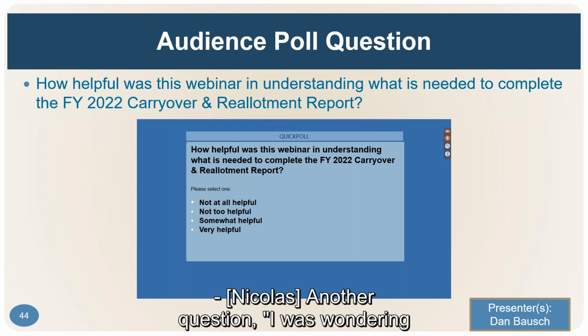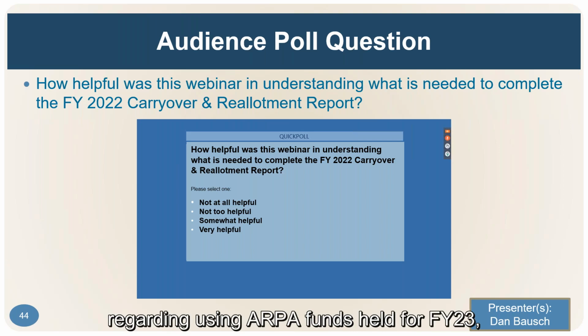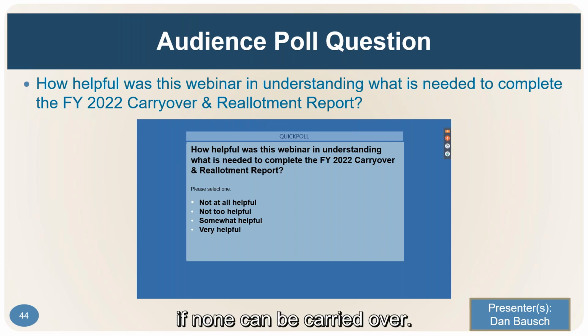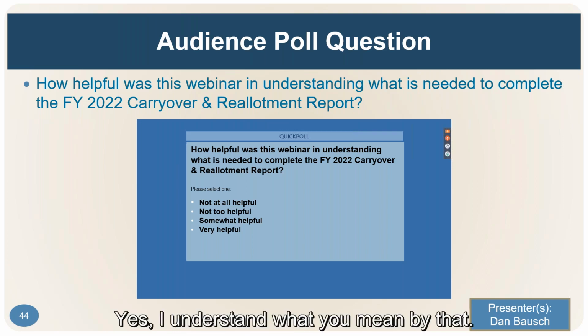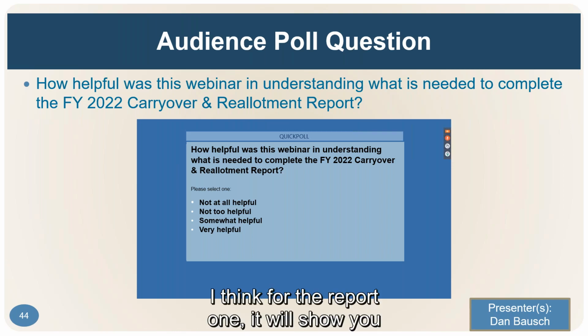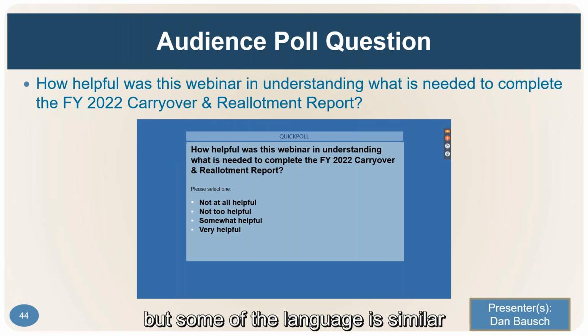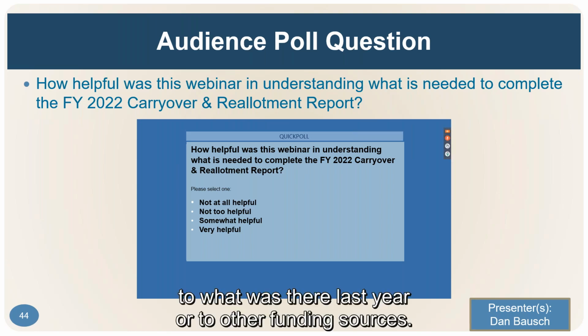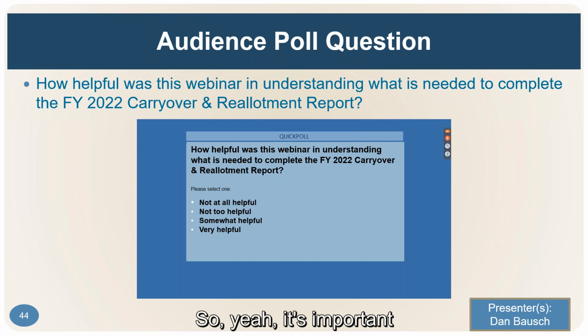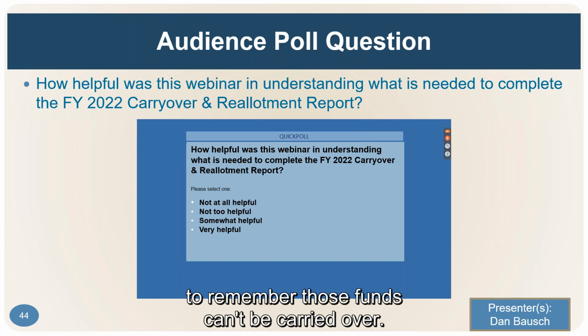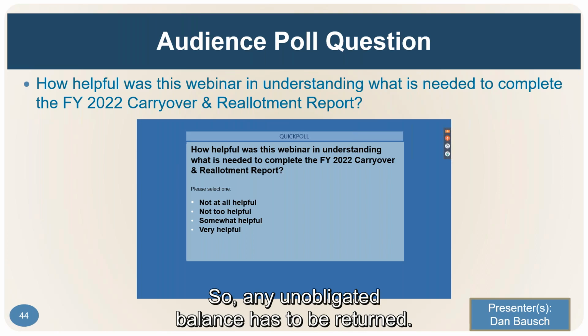Another question. I was wondering why there is language on the report this year regarding using ARPA funds held for FY23 if none can be carried over. It specifies unobligated funds, so I was a little confused. Yes, I understand what you mean by that. I think the report will show you that this amount is unobligated and has to be returned, but some of the language is similar to what was there last year or to other funding sources. It's important to remember those funds can't be carried over, so any unobligated balance has to be returned.